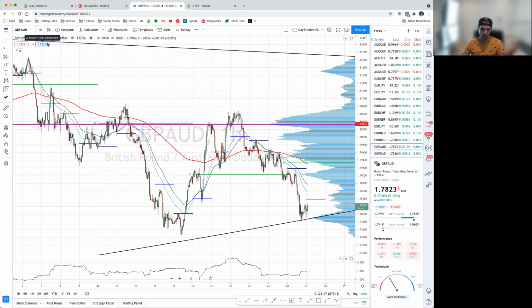And not to mention the pound Aussie tends to move the most at, for me, midnight, 1 a.m. Now, I got a lot of kids, so there's no way on this planet that I'm going to trade the London session unless I'm literally in London. So the robot gives me the opportunity to pick up a lot of trades while I'm sleeping.